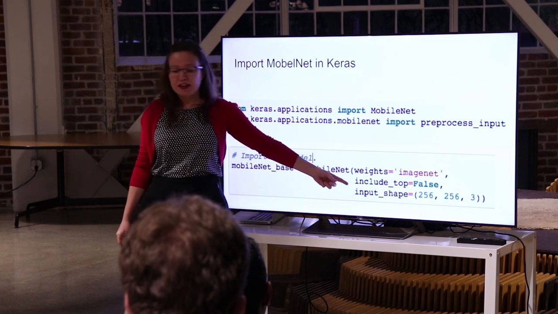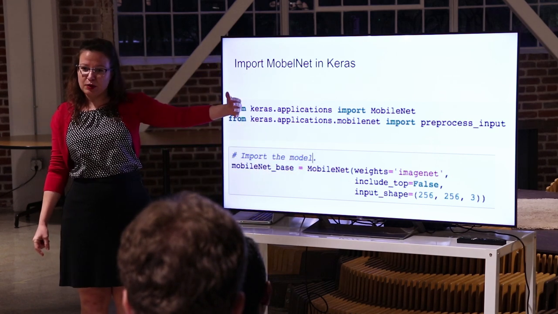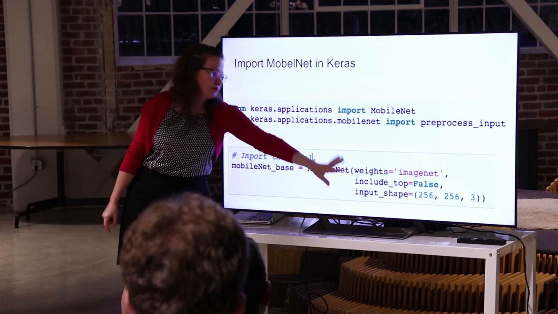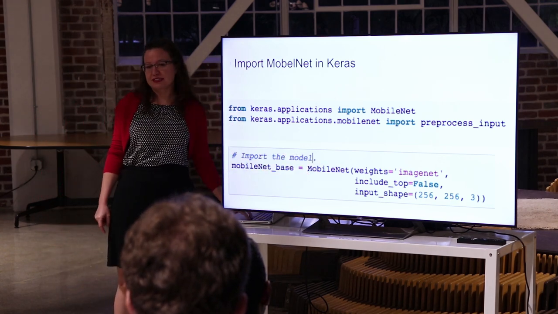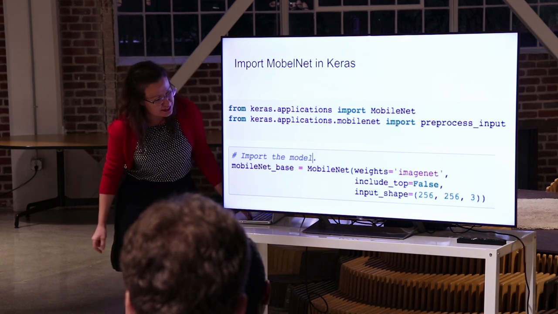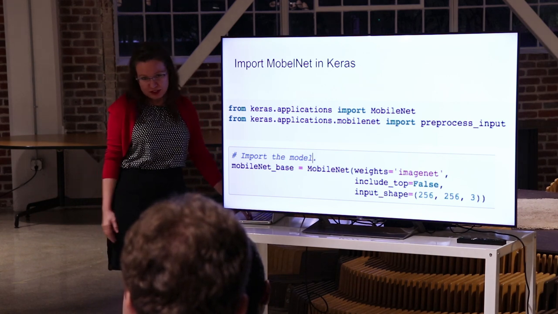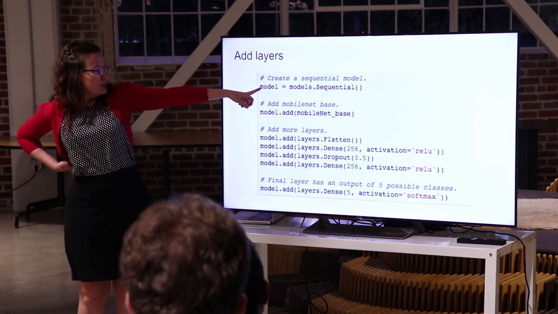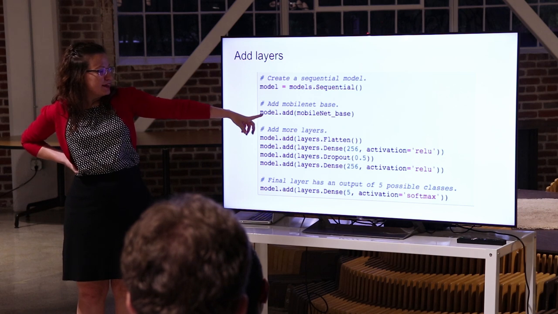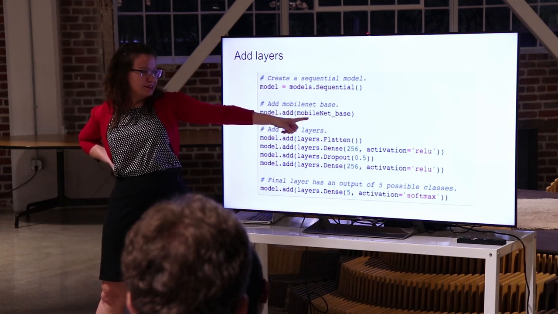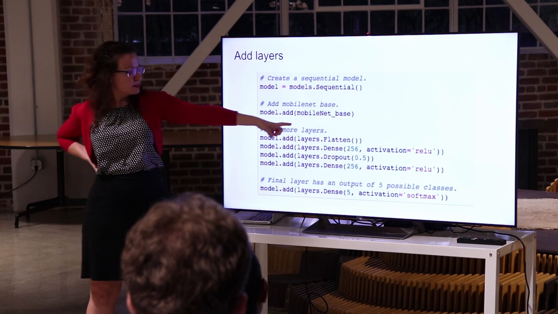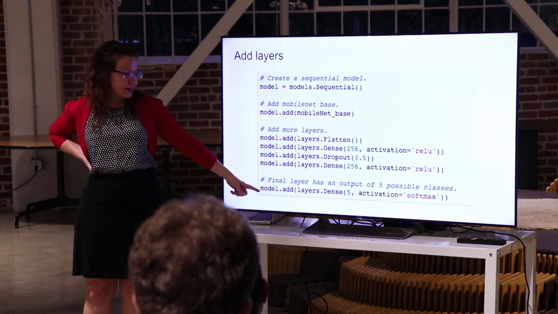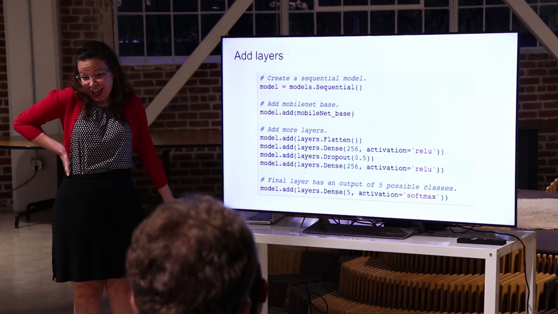You want to have this part include top false, otherwise you're getting that output layer, the final part of their model. And then your input shape is whatever your model is, whatever your size image is, 256 by 256 by 3 channels is what I was using for this. And then you just add layers. You make your model, right? And then you add the MobileNet base, because you already imported it with the library. Add whatever other layers you want to put at the end, and your output layer. Ta-da!